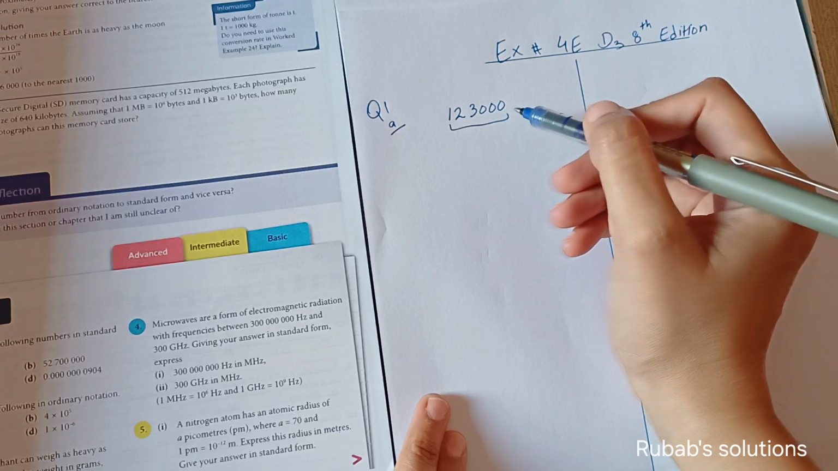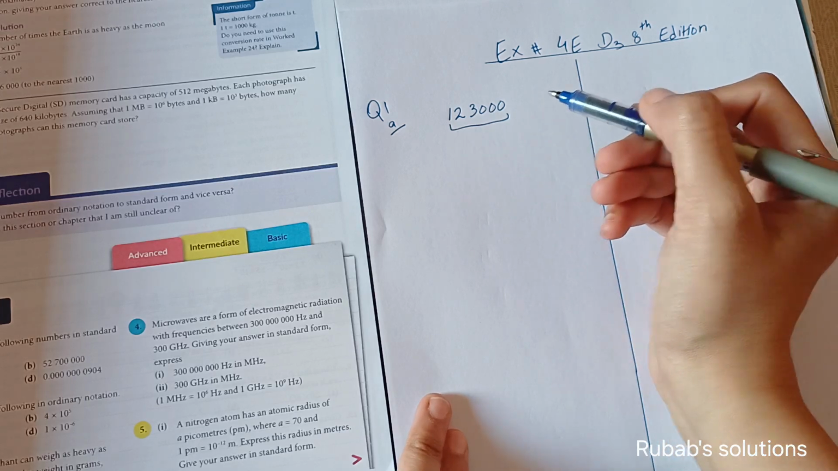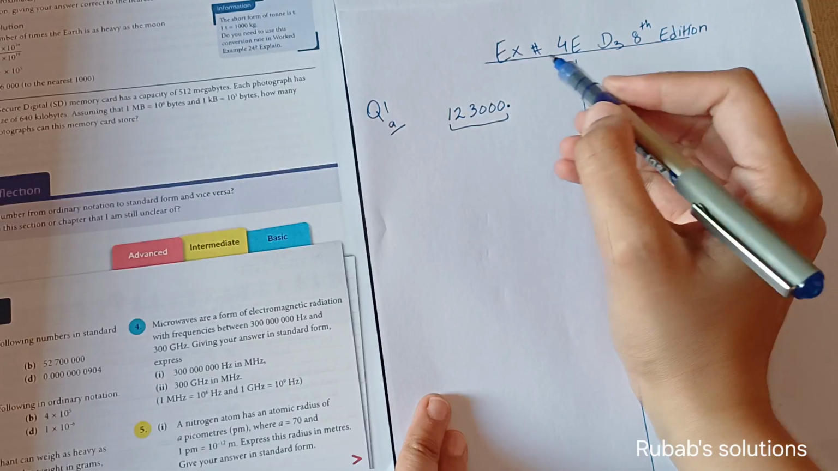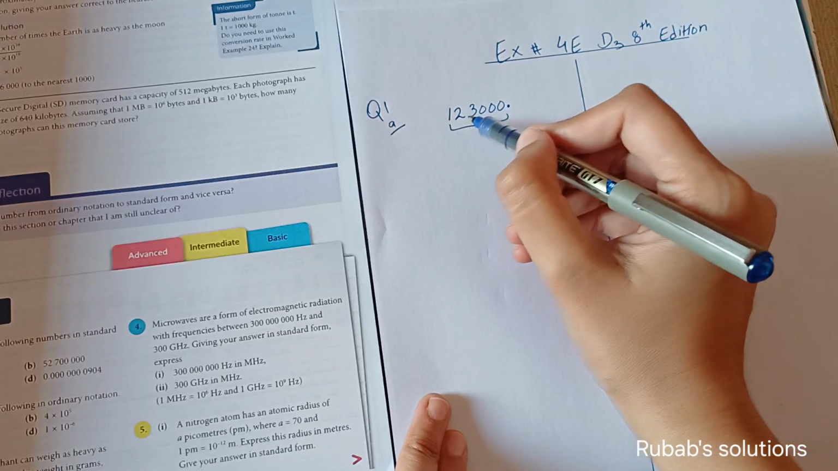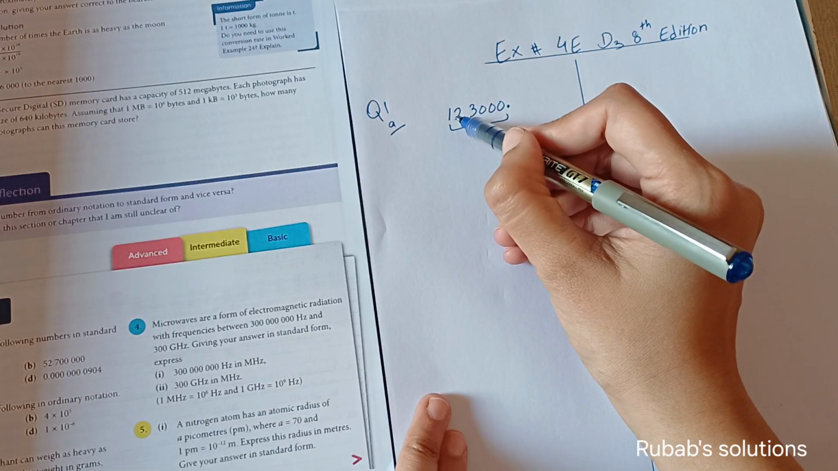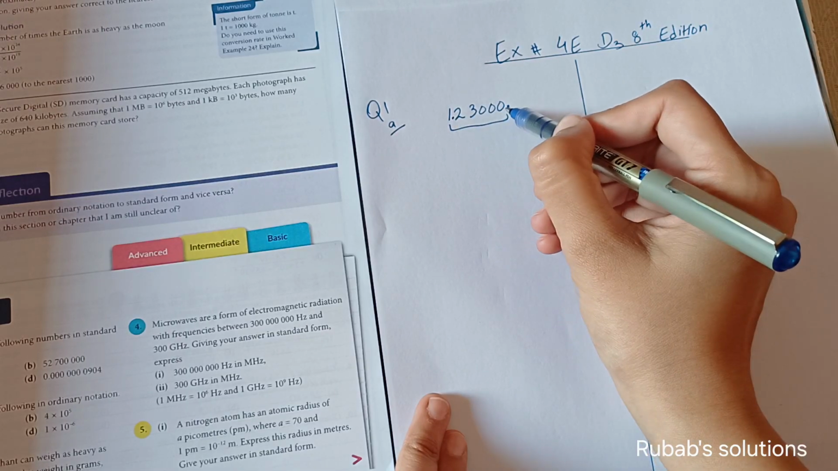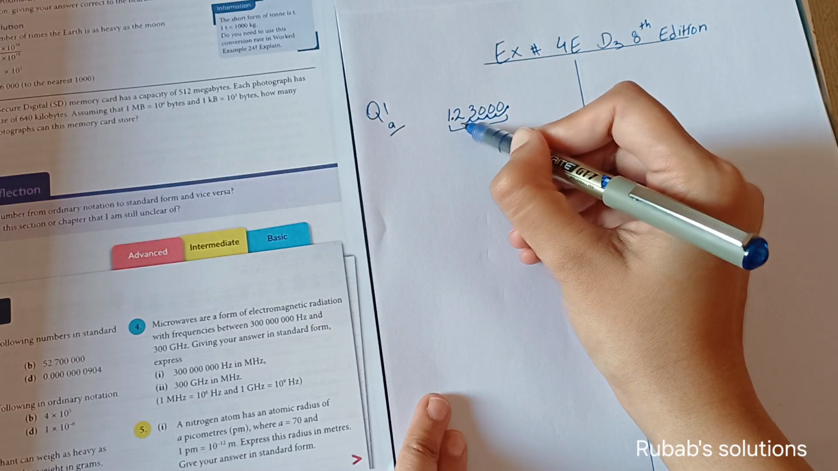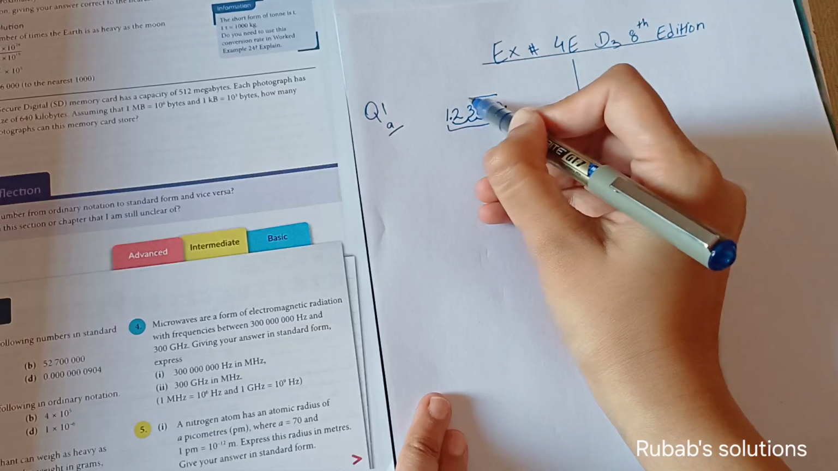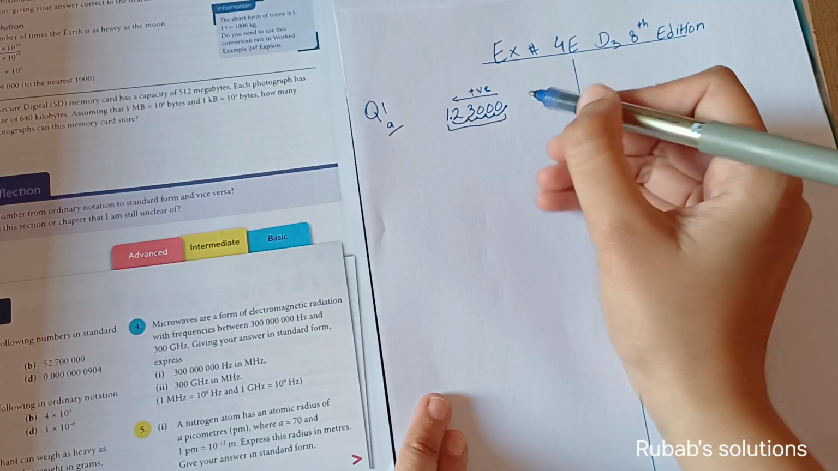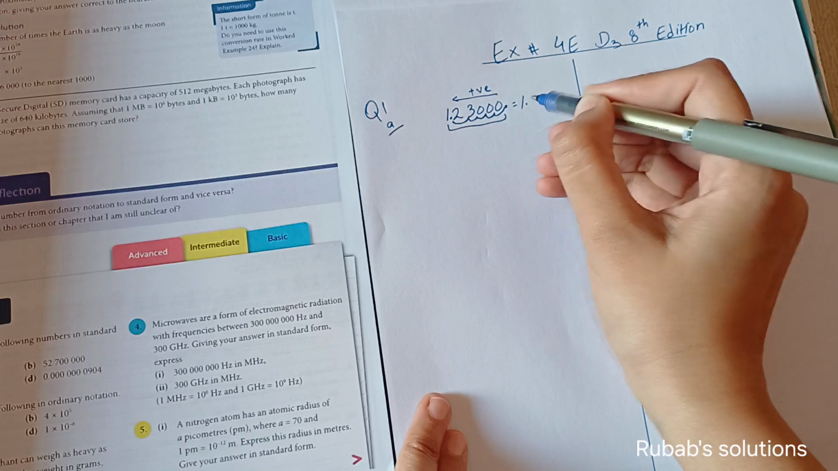First of all, you have to find out where the point is. When there is no point, that means there is always a point at the end. And we always have to move this point to after the first non-zero number. This is our first non-zero number, so I have to move this point 1 2 3 4, fifth position, and I am moving to this side. So the power of 10 will be positive, and it will be 1.2.